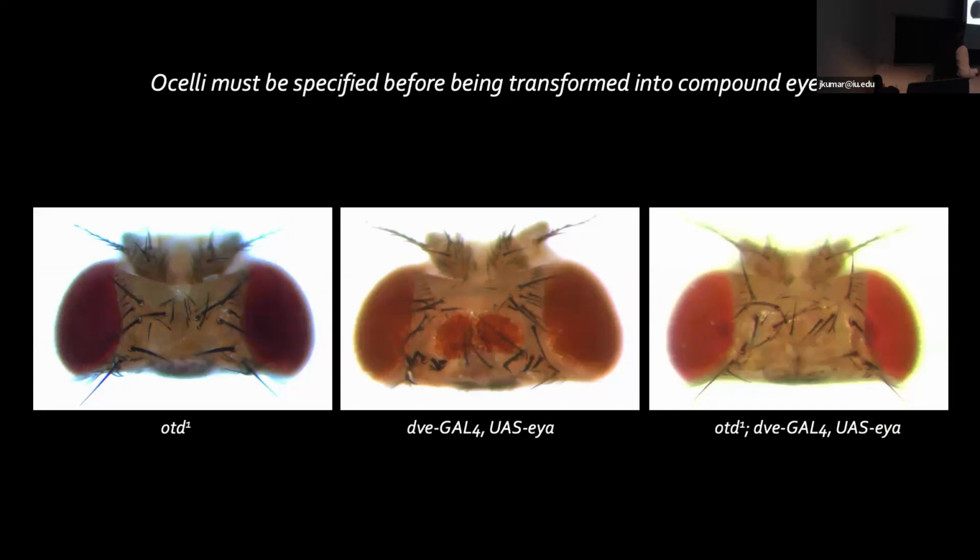So what we did, though, is we combined that OTD mutant with our ability to express eyes absent, and you actually do not get the conversion. So you actually have to make ocelli first with OTD, and then raising the levels of the RD network will switch those ocelli to compound eyes.